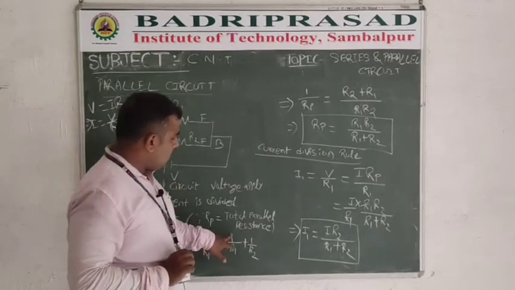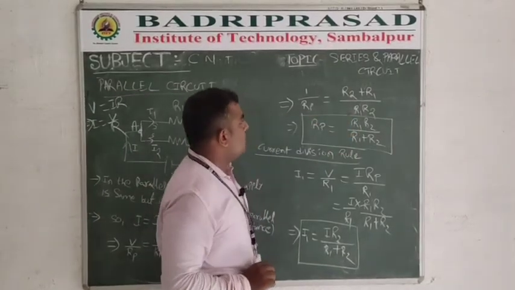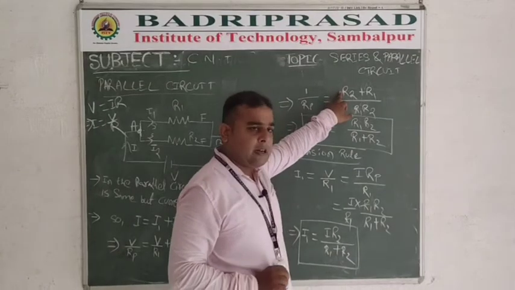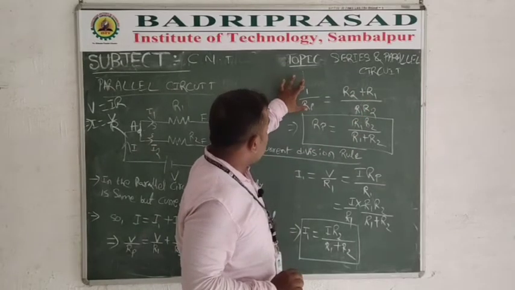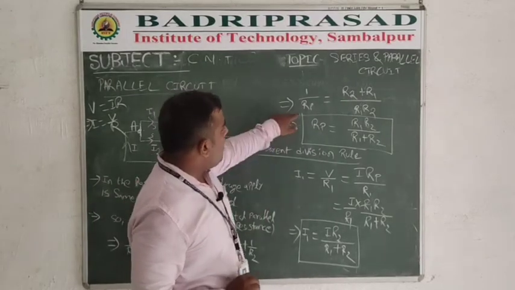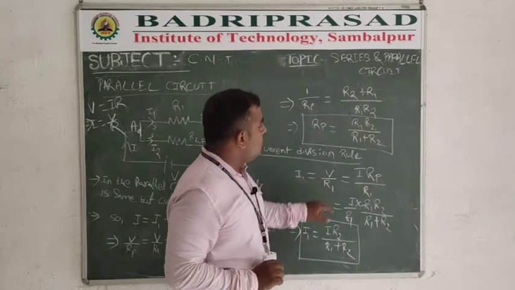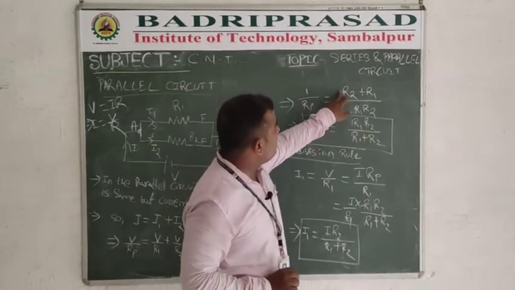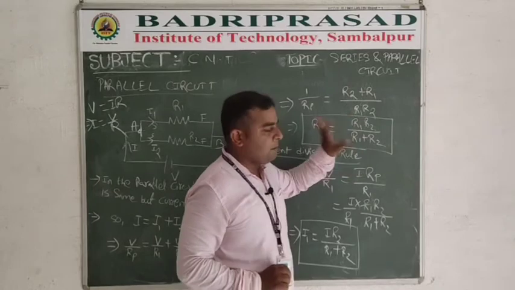Now there is a factor, so we will take the LCM of R1 into R2. From the first term R1 cancels out, so we get R2, and from the second term we get R1. So 1 by Rp is equal to how much? R2 plus R1 divided by R1 into R2. If we have to find the value of Rp, Rp is equal to R1 into R2 divided by R1 plus R2, rearranging R2 plus R1 to R1 plus R2.